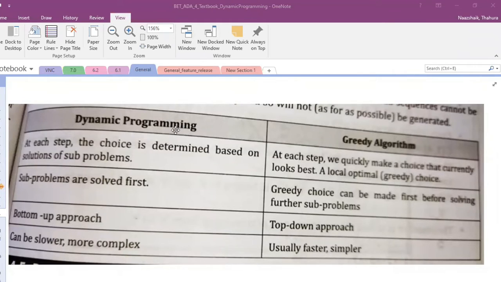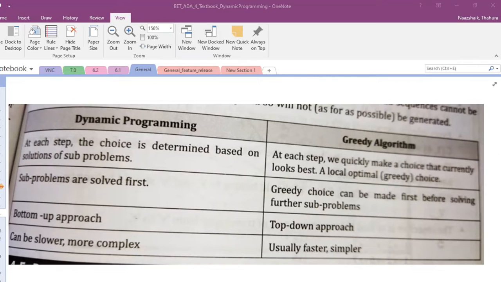The solution, or how we approach the solution, is very similar to greedy algorithm, okay? But there is a difference. So let's see what is the difference between dynamic programming and greedy algorithm. So let's first check greedy algorithm because we have seen that.